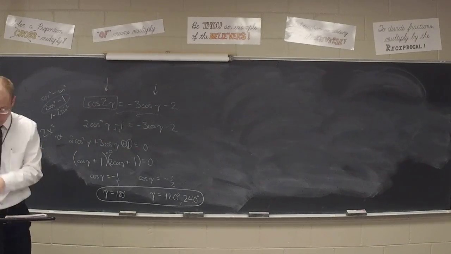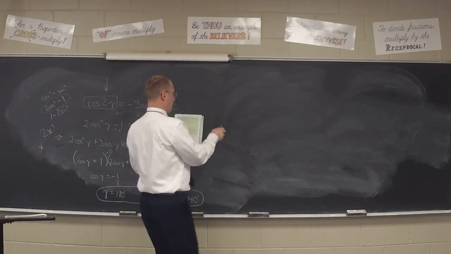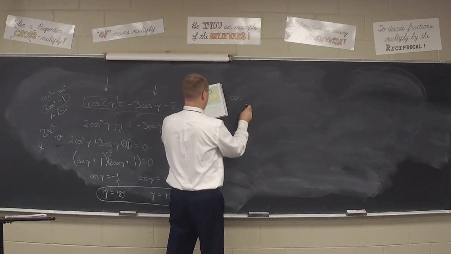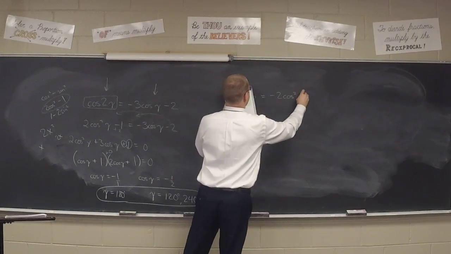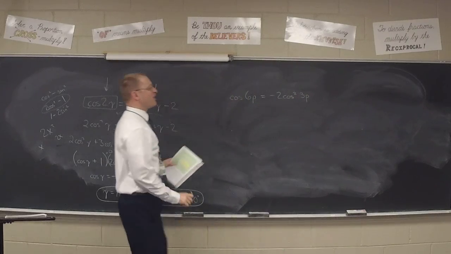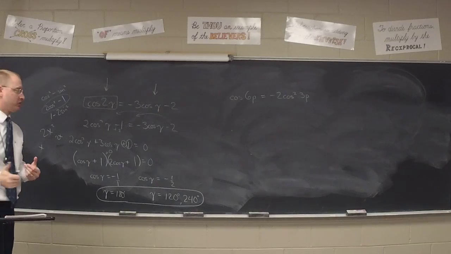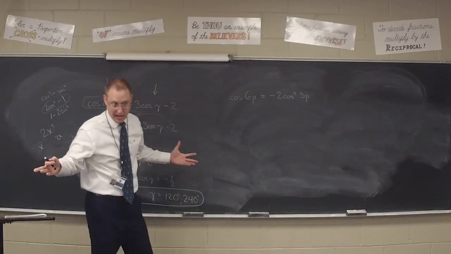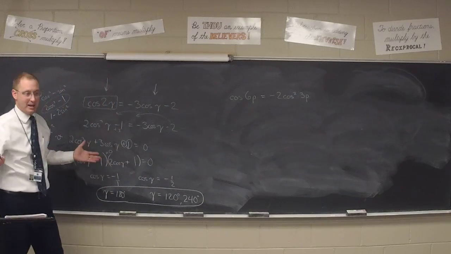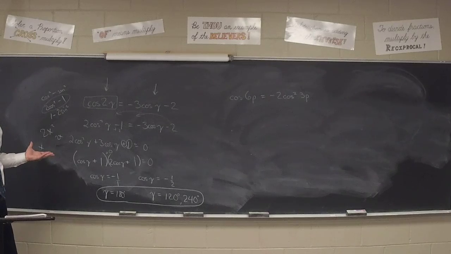Let's take a look at number 4 in your textbook, there on page 144. We have the cosine of 6 rho equals negative 2 cosine squared 3 rho. This is kind of similar to the last one where you can't have different angle levels. Here I've got a 6 rho, here I've got a 3 rho. You can't do that. They've all got to be the same. So in this case, they all need to be 3 rho.